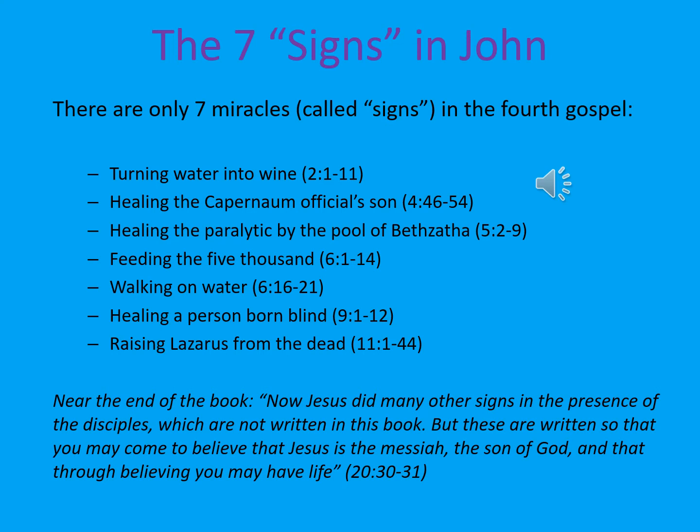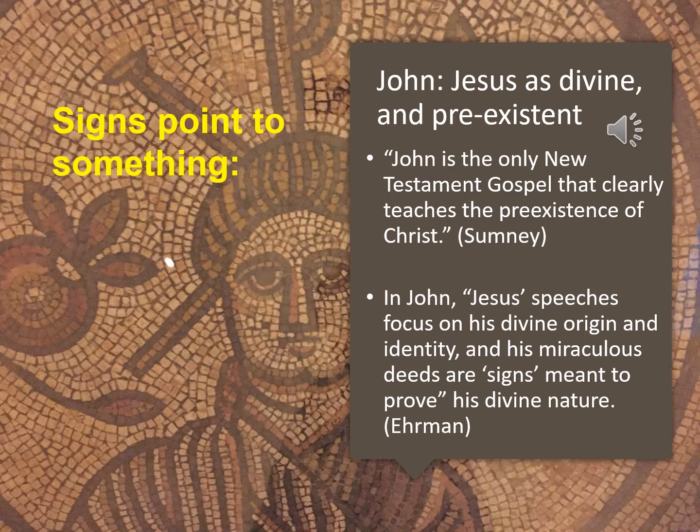So actually the author uses these seven signs and then comes right out and says, this is why I've included these signs. They point to something I want you to believe, which is that Jesus is the Messiah. And if you look at the whole gospel, the author also wants the hearer to believe that Jesus is divine. The signs are meant to point to Jesus, the idea of Christ, as divine and as pre-existent, as someone who existed before the guy, Jesus of Nazareth, walked around in the Galilee.